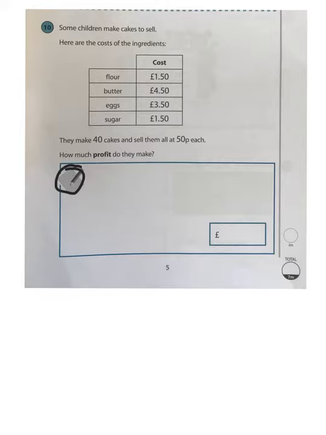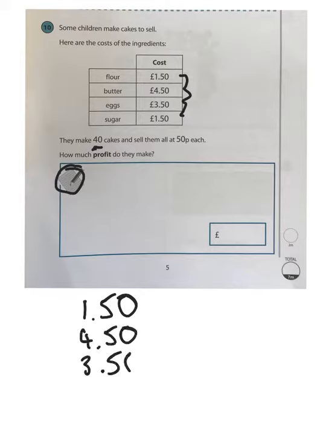They make 40 cakes with this amount of spending. First things first, we need to work out how much they've spent altogether. So we've got £1.50, £4.50, £3.50, and £1.50. Everything's 50.